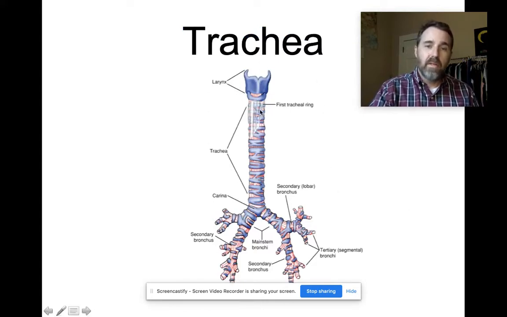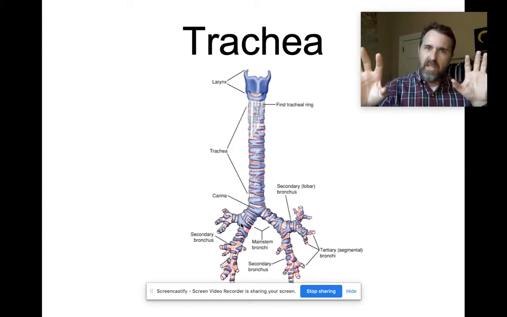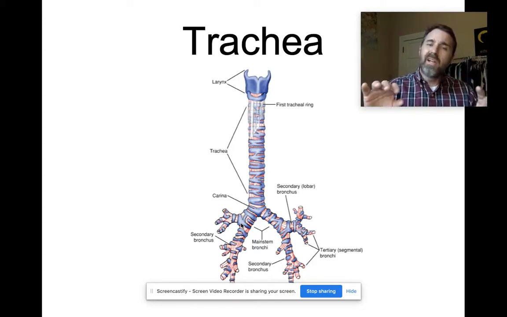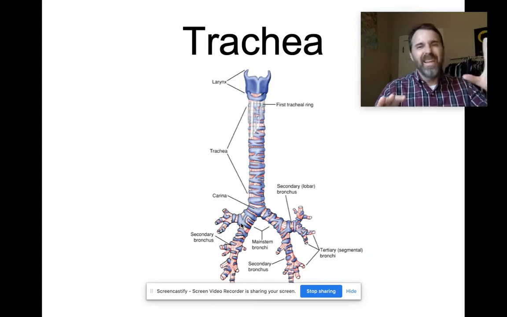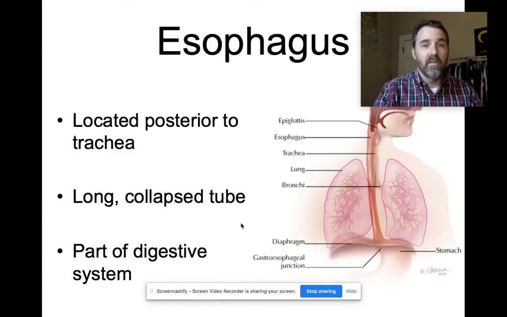So larynx, trachea, primary bronchi. The primary bronchi branch off of the trachea to serve each lung, right and left. And you have the secondary bronchi that branch off the primary bronchi to serve individual lobes of the lungs.